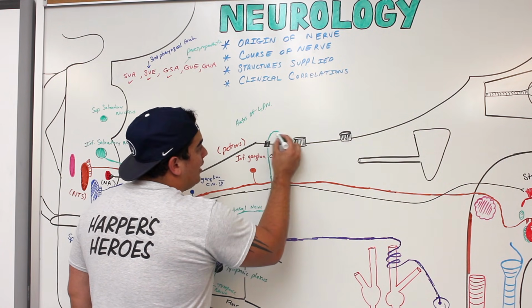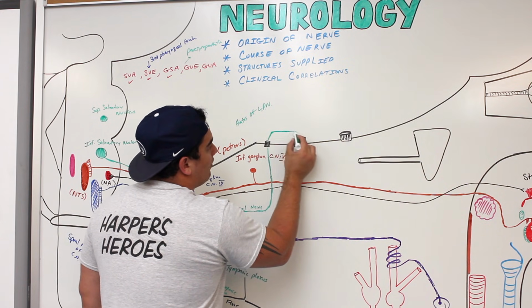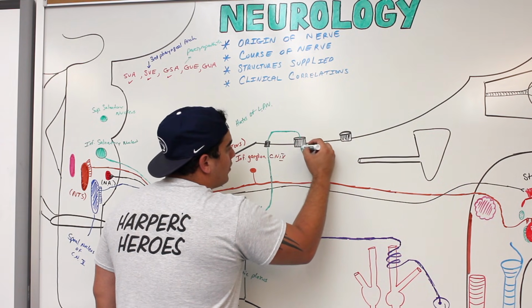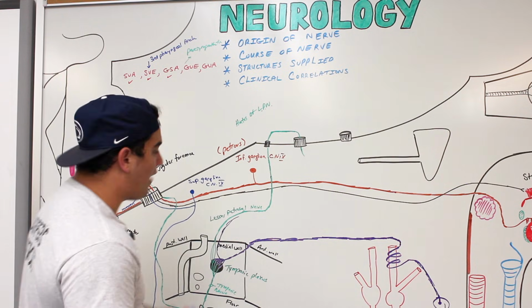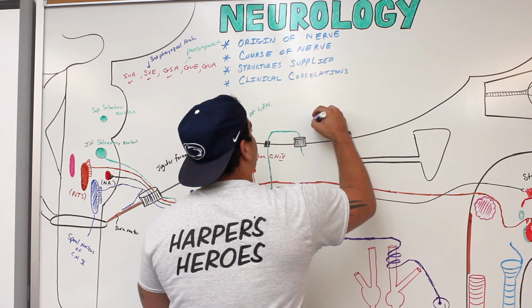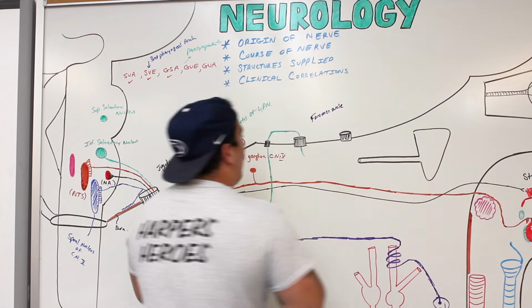Then it moves within the middle cranial fossa. As it moves through the middle cranial fossa, it comes out of the middle cranial fossa and moves through this hole right here called the foramen ovale. So what is this hole here called? This hole right here is called the foramen ovale. Why am I mentioning this?